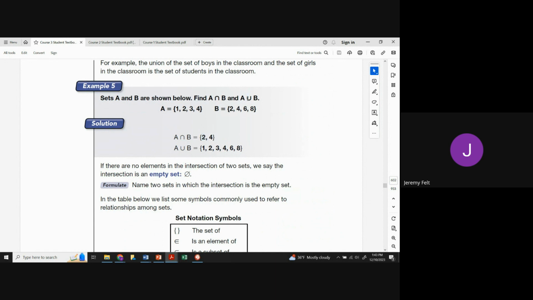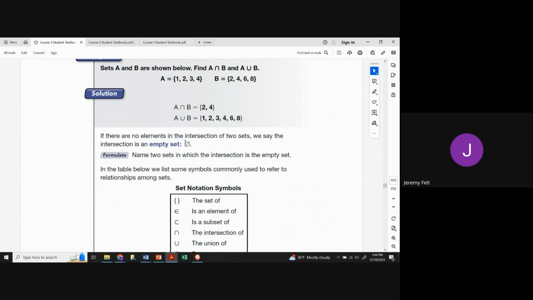Now, if we're talking about union, where we're bringing them together, well, then we have 1, 2, 3, 4, 6, and 8. We don't have to write 2 and 4 twice, because it's not like a number on a line or taking an average or anything like that where we need to account for two of the numbers. It's just 1, 2, 3, 4, even though 4 is in both sets, and then 6 and 8. So that's the union, intersection and union.